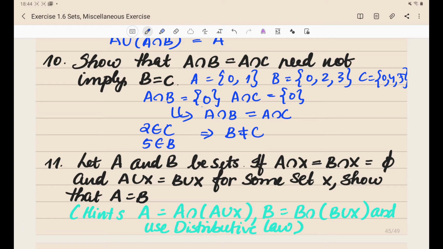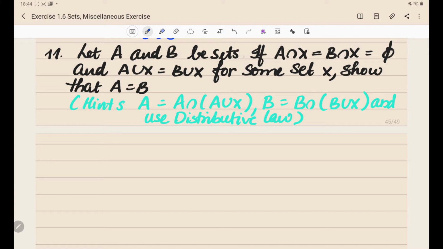Now let's do the 11th problem. Let A and B be sets. If A intersection X is equal to B intersection X is equal to phi, and A union X is equal to B union X for some set X, show that A is equal to B. There is also a hint given: A is equal to A intersection (A union X) and B is equal to B intersection (B union X). Use the distributive law. So let's consider that there are two sets A and B, and it is said that A intersection X is equal to B intersection X, and A union X is equal to B union X for some set X.